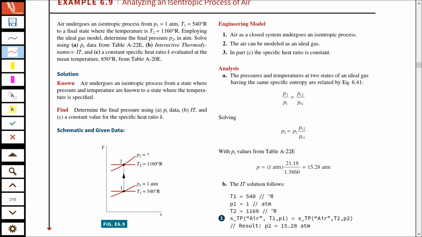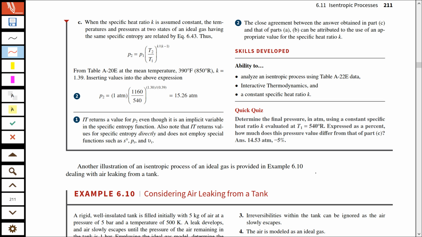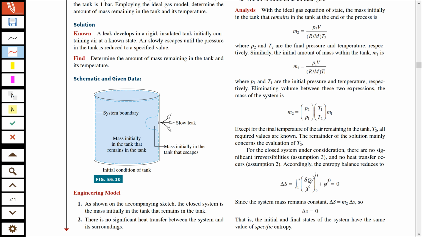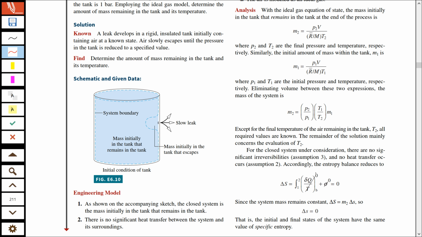And these are different illustrations. You have a TS diagram, you have an isentropic process, and you have to use one of those simplified equations. So that's not something we should worry about. I'm skipping many of these examples.